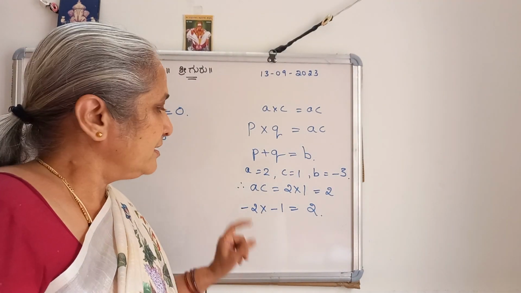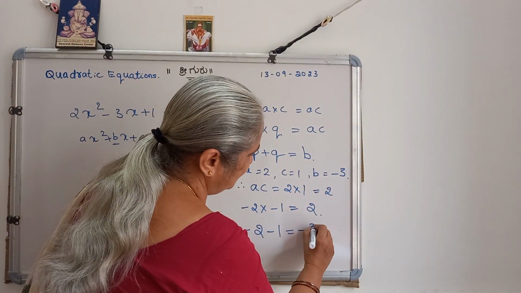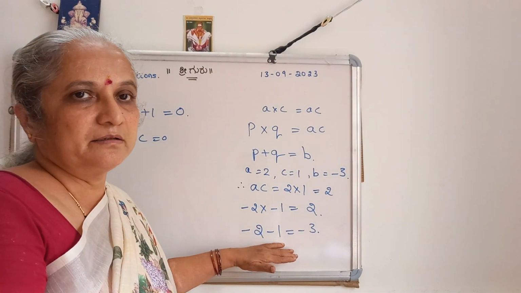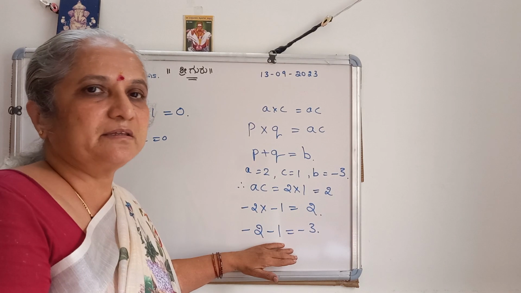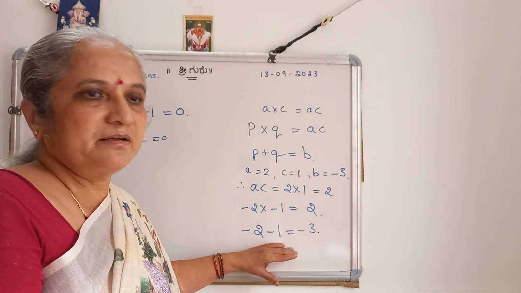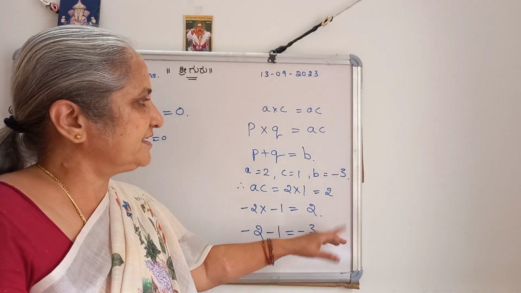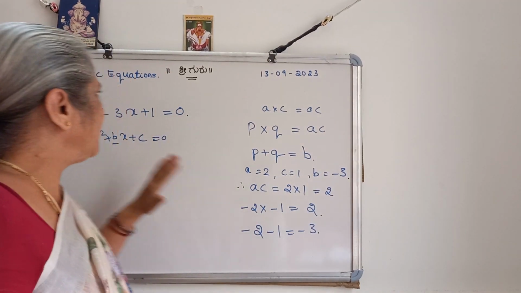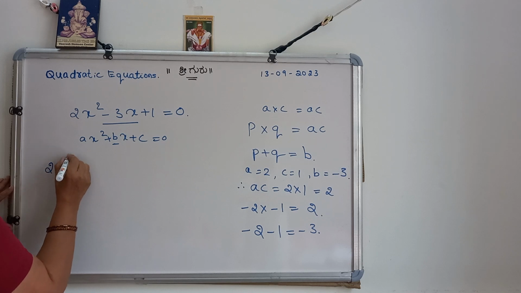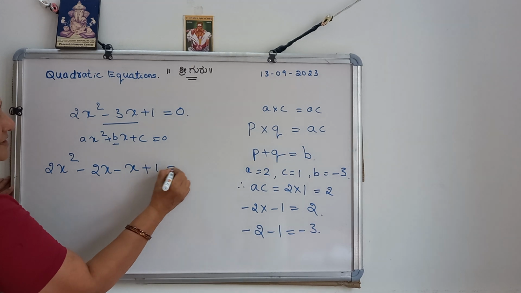It is correct now. Minus 2 minus 1 is equal to minus 3, because when adding two numbers with minus sign or the same sign, we add and put the same sign. Therefore, minus 1 minus 2 is equal to minus 3. That is the middle term b. Now split the middle term here. 2x square minus 2x minus x plus 1 is equal to 0.